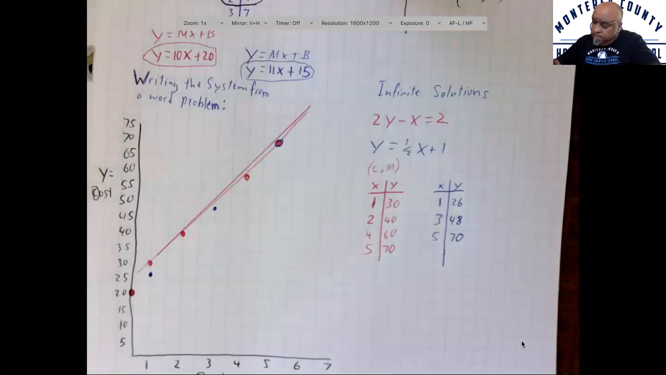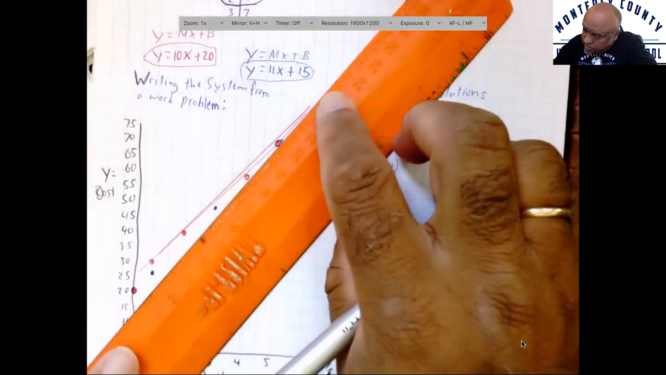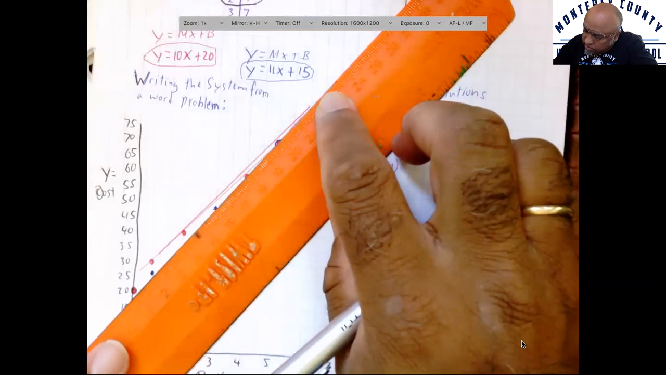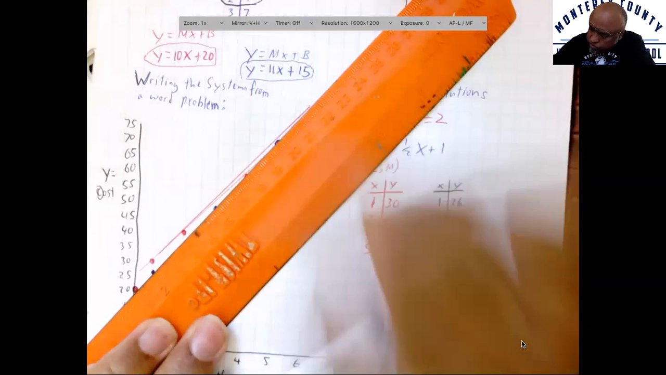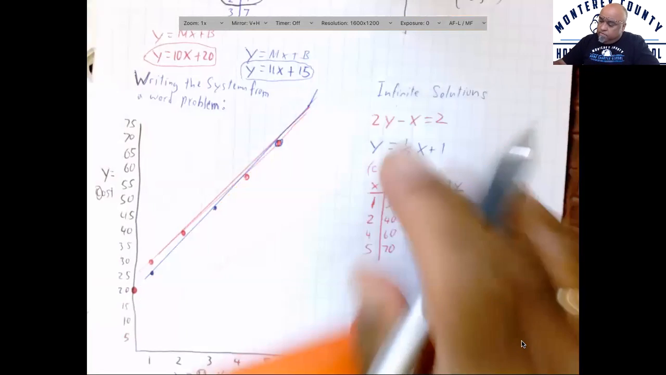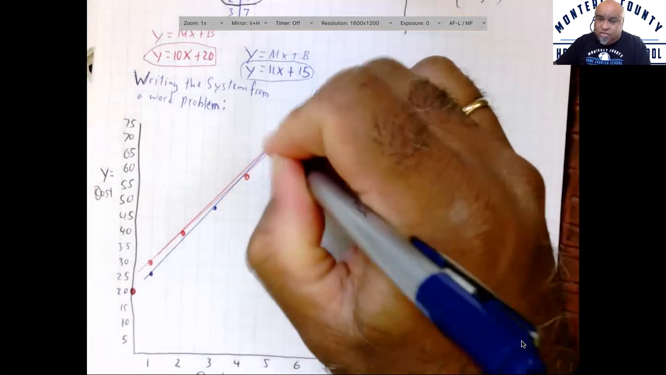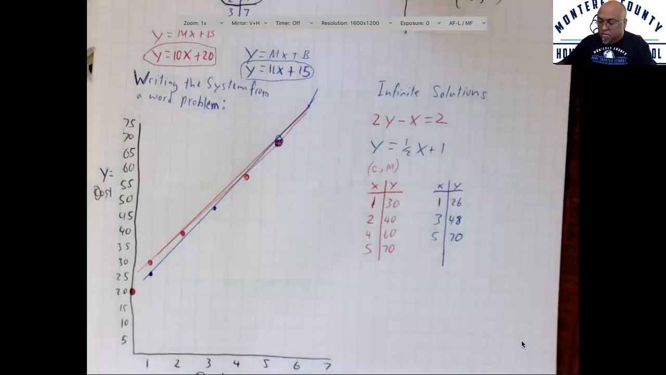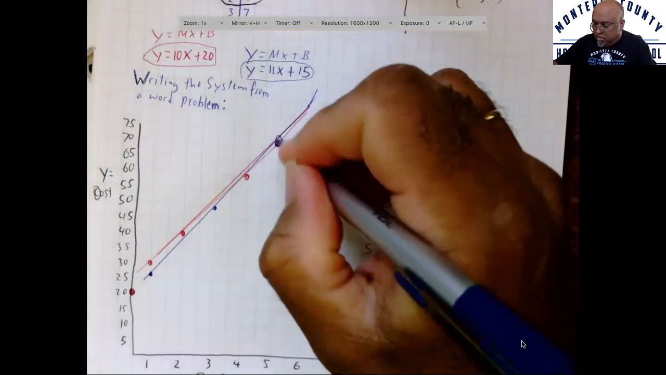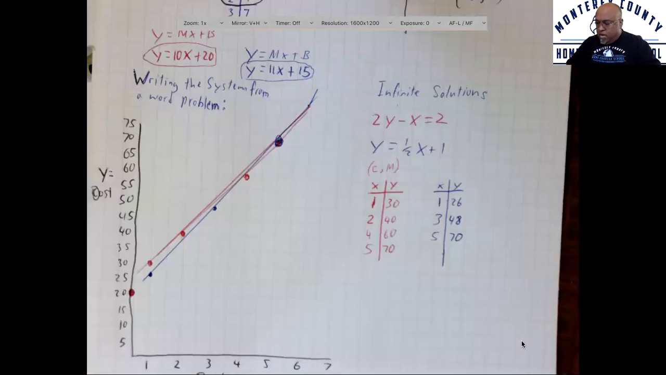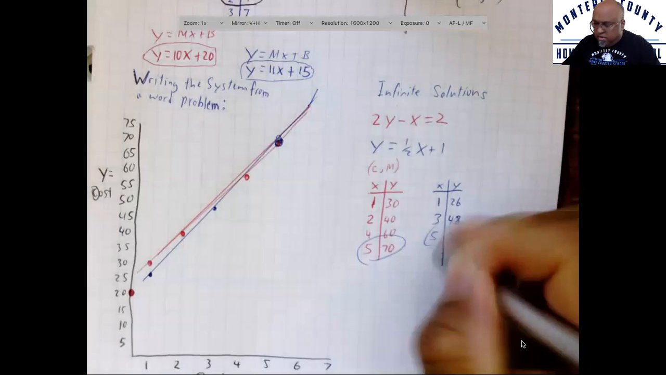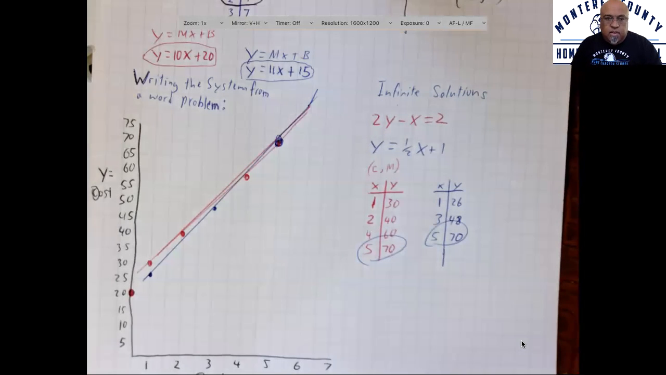Okay. So as you can see, the prices for these are very similar. That's a really sloppy job, but as you can see, the lines are very close, but the cross point would be at $70, okay? So that was a problem that was in the book. It's on page 383.